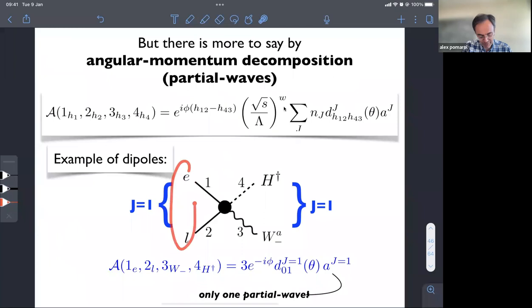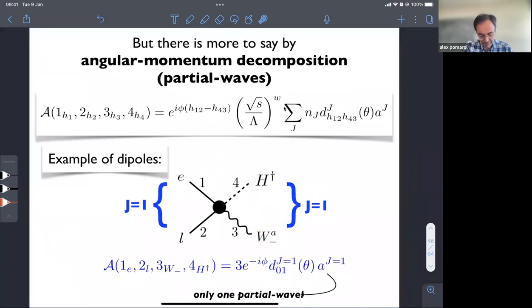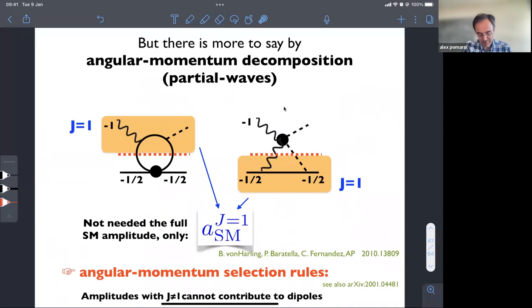So it means that this has to be angular momentum 1, and of course, the incoming momentum 1, the outcoming also has to be in angular momentum 1. So back to the previous case I was discussing, if the incoming or outgoing has to be angular momentum 1, it means that I do not need the full amplitude of the standard model I was telling you before. I only want the partial wave in J equal 1.